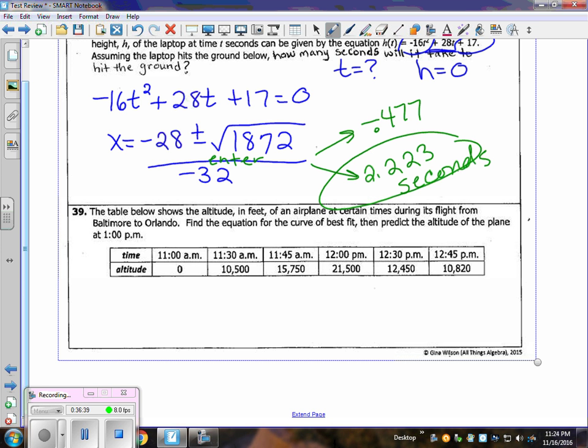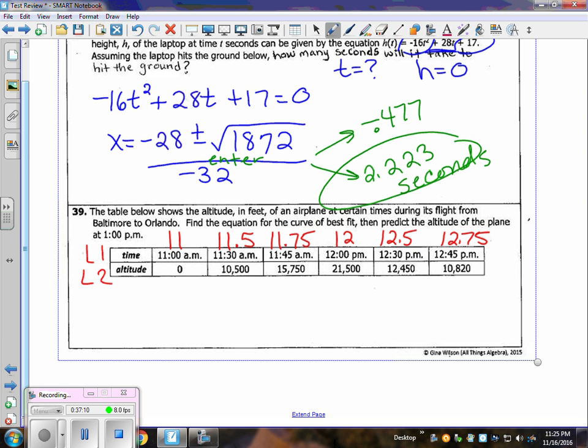Make sure that you changed your time. This would be 11 o'clock. This would be 11.5 because 11:30 is half of an hour. Then you've got 11.75 because 45 minutes would be 3/4 of an hour. 12, 12.5, 12.75. So you do need to change that for your L1 before you put it into there.